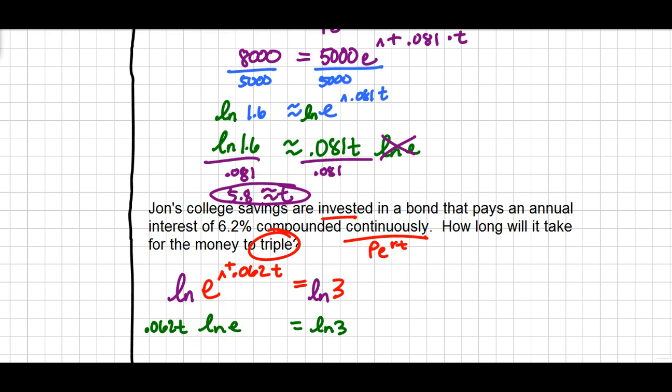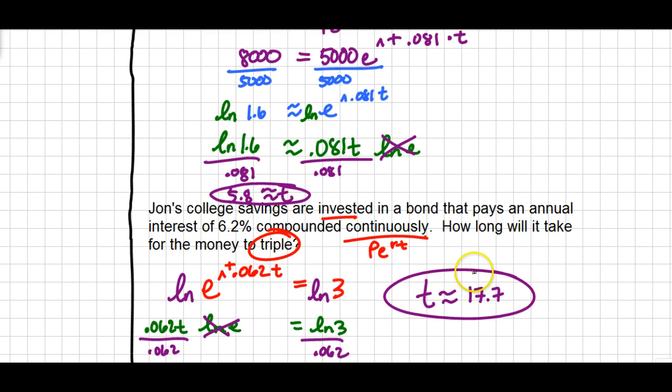Now the natural log of e is a 1. I could divide both sides by natural log of e, but that's the same as dividing by a 1, which I don't need to do. So I'm just going to simply ignore natural log of e. To get the t isolated, I need to divide by the number next to it, 0.062. So I'm going to type in on my calculator natural log of 3 divided by 0.062, and I'll have my answer for my time, which in this case is about 17.7. So it's going to take 18 years for the money to triple, if I round that number up.